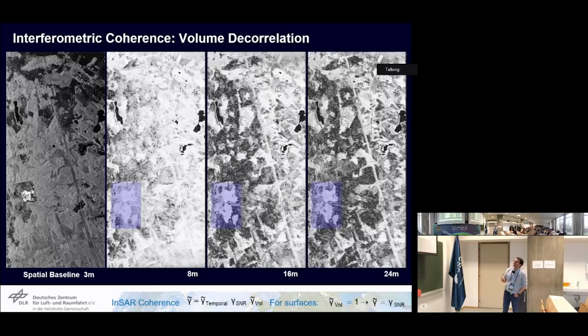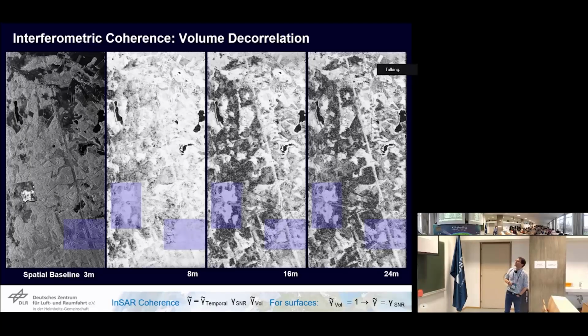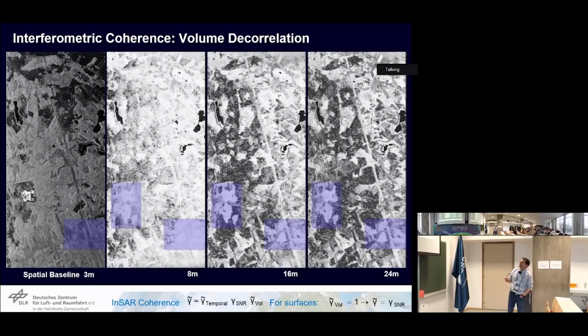Now let's take some points. Let's take this. This is indeed a surface, as we said. The coherence stays equal to 1. Now this is a volume somewhere here. You have, of course, some small surfaces, but in this patch you also have some trees, and where you have the trees, your forest volume, the coherence is going down. It's going down with a certain slope, with a certain pace.